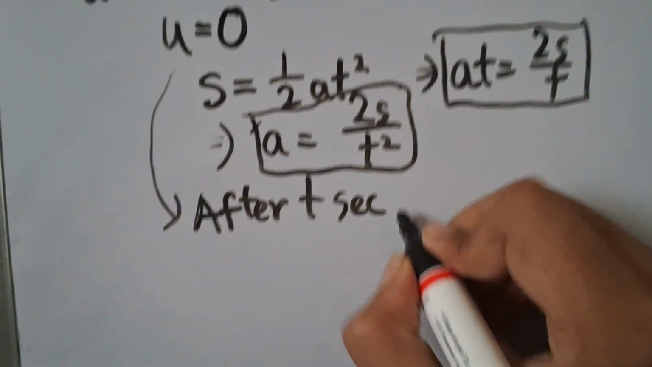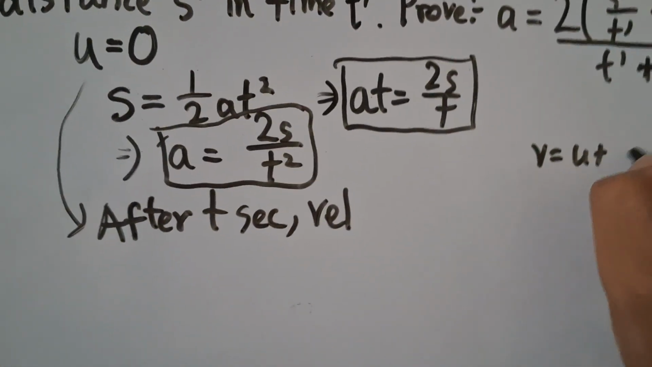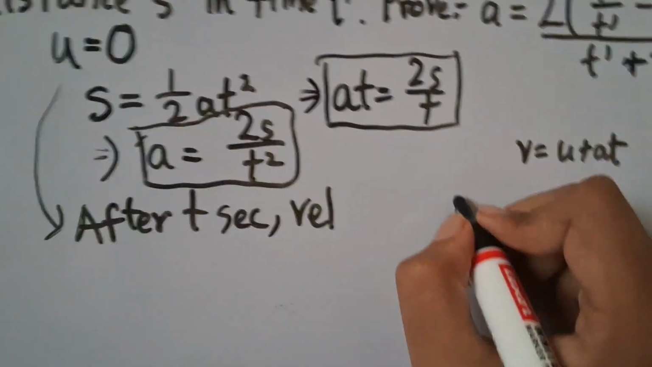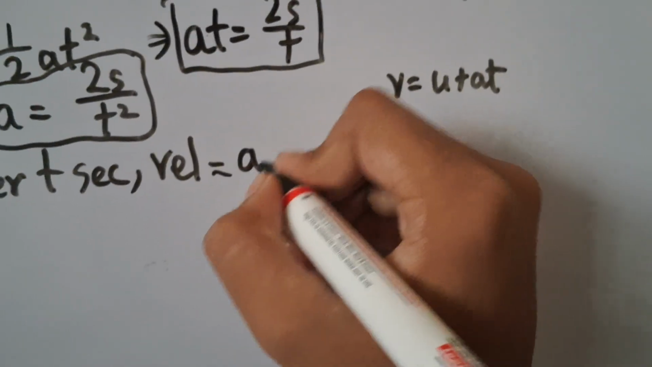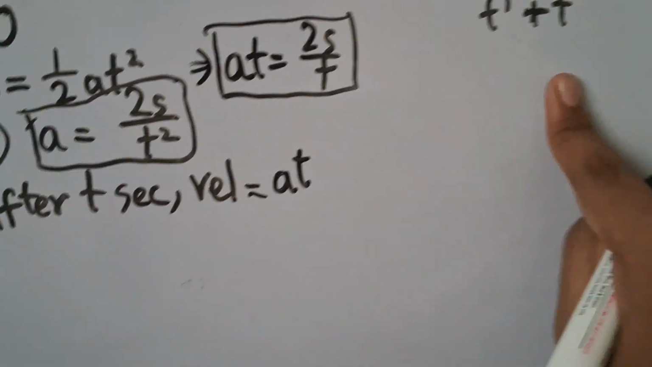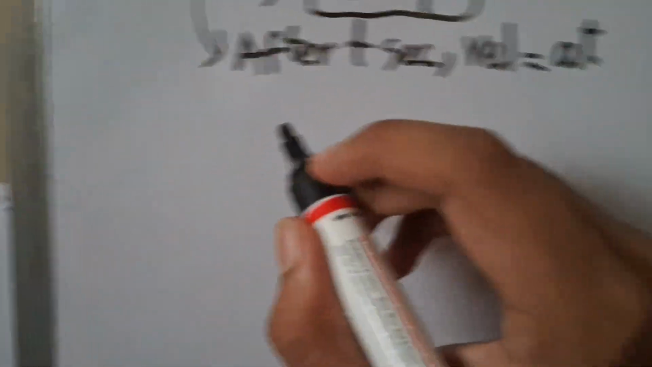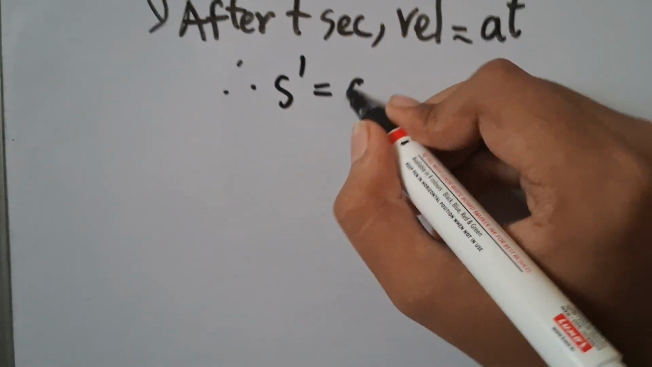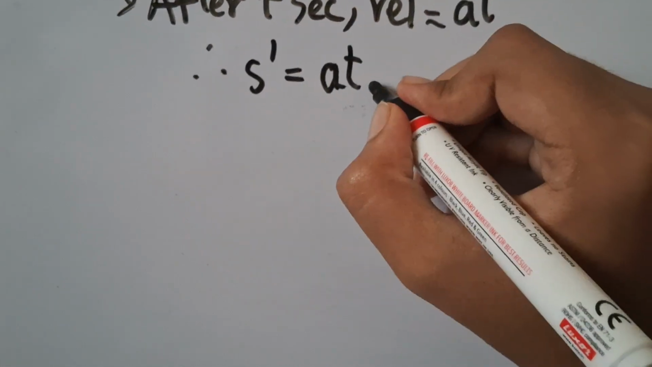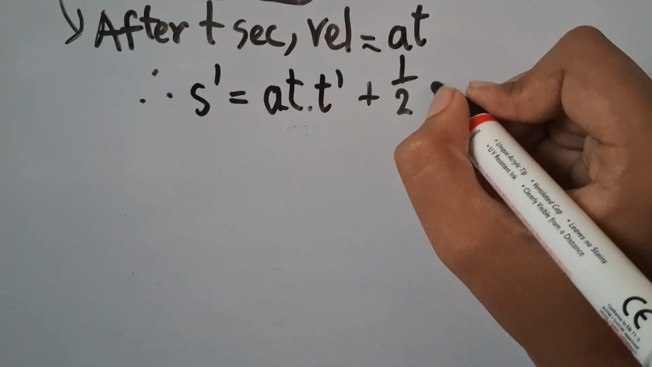After t seconds, the velocity, using the formula v equals u plus at, is going to be at. That is the thing. So with this velocity, the body covers the distance s dash in time t dash. So let's write this: s dash equals at times t dash plus half a times t dash square.